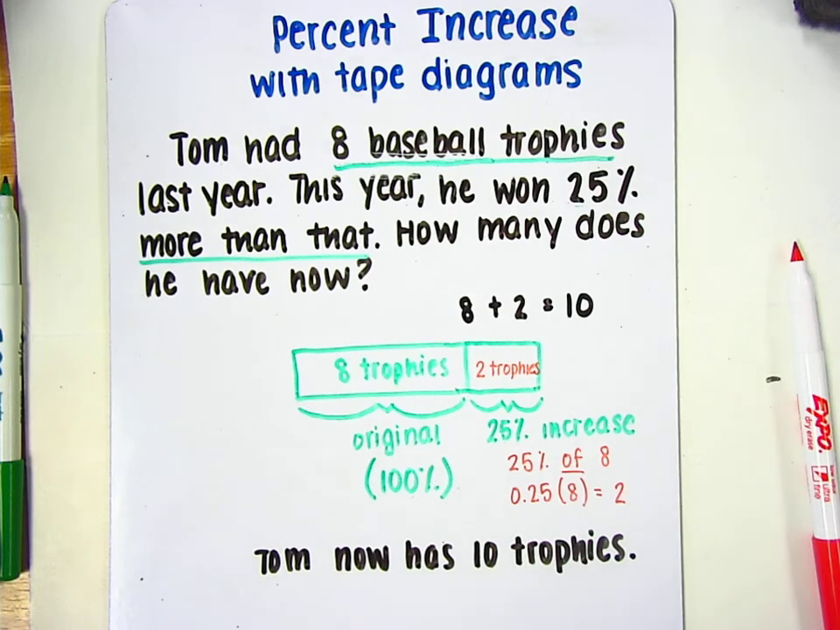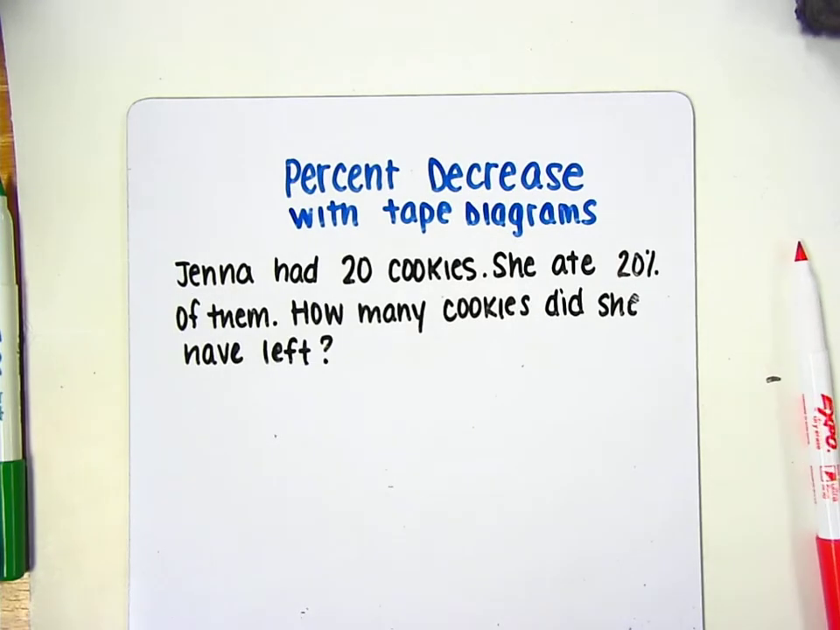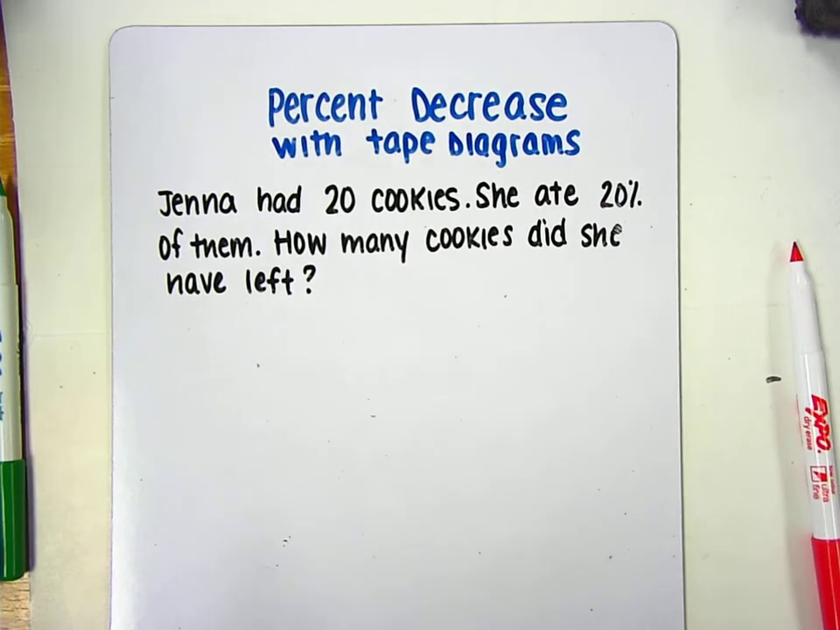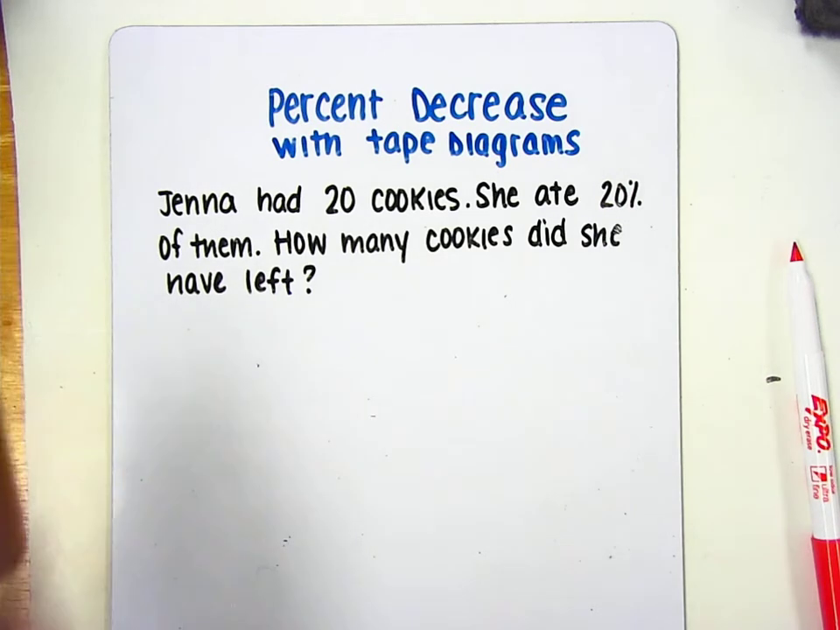This changes now when we look at an example of percent decrease. So in percent decrease, Jenna had 20 cookies. She ate 20% of them. How many cookies does she have left?